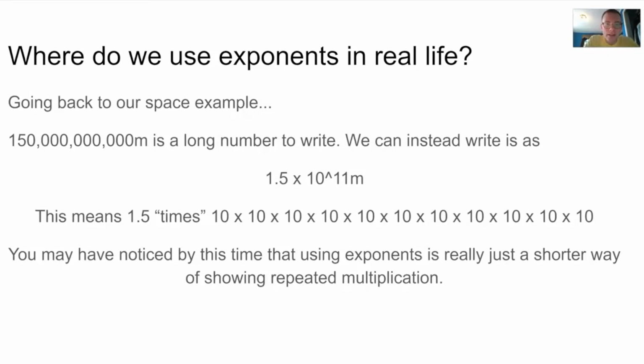Well, going back to our space example, 150 billion meters is a long number to write. We can instead write it as 1.5 times 10 to the 11th meters. What that means is 1.5 times 10 times 10 times 10 times 10 times 10 times 10 times 10 times 10 times 10 times 10 times 10. So you may have noticed by this time that using exponents is really just a shorter way of showing repeated multiplication. In this case, I took all the 10s and I just repeated multiplying them 11 times. That's where the 11 exponent comes from.